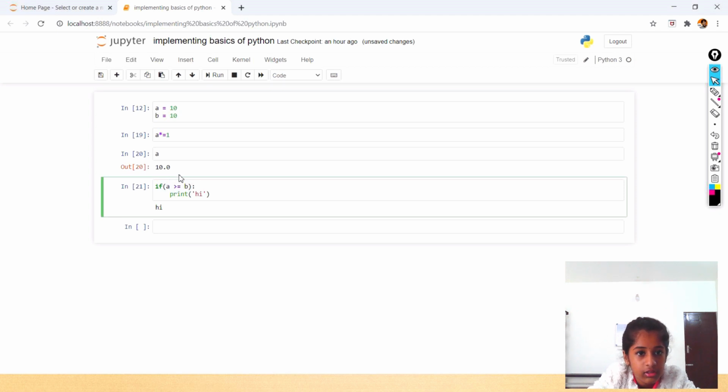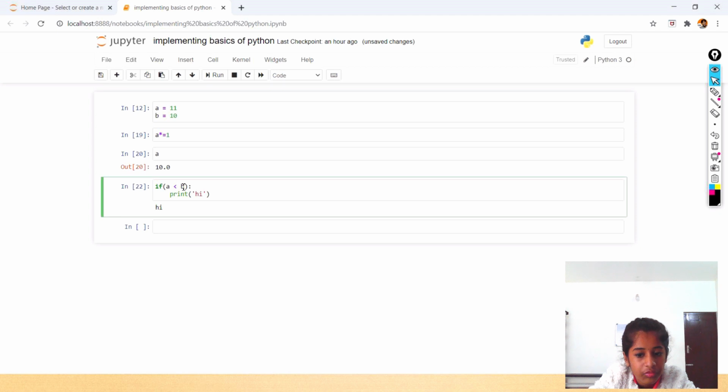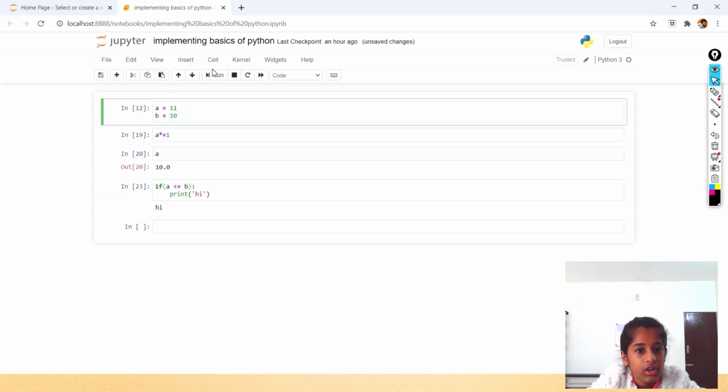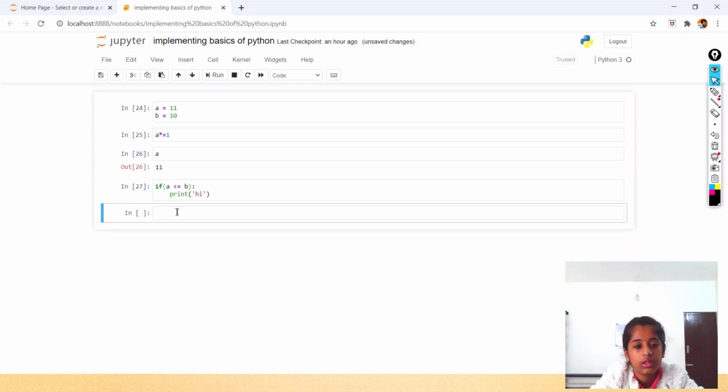And now let's say this. It's still going to print hi because A is also equal to B. Now let's just increase this and make it like this. Now it's not going to print. B is not greater or equal to. Okay, I think I have to run this. Then it's going to work. Yes, it's not going to print hi. These are the comparison operators.